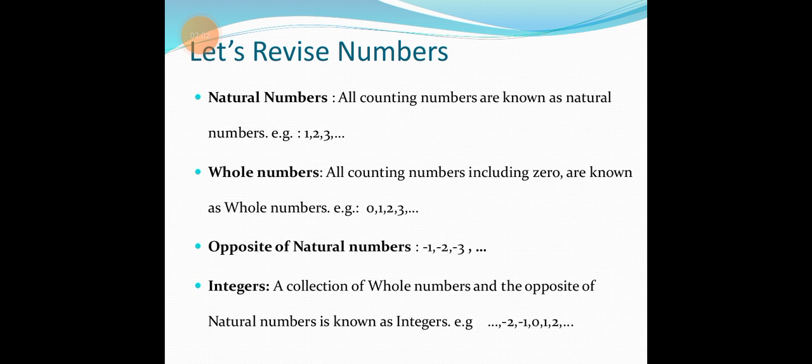Then integers are also numbers, a collection of whole numbers and the opposite of natural numbers. For example, -2, -1, 0, 1, 2. So basically it is whole numbers, like 0, 1, 2, 3, 4 and onward infinitely, together with the opposite of natural numbers, which are -1, -2, -3. So this is an integer. Hope now you know what natural numbers, whole numbers, the opposite of natural numbers, and integers are.